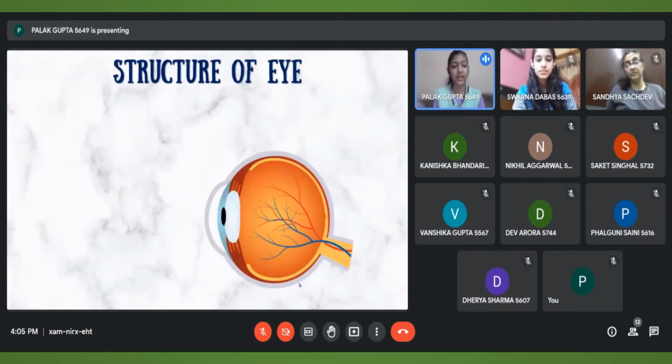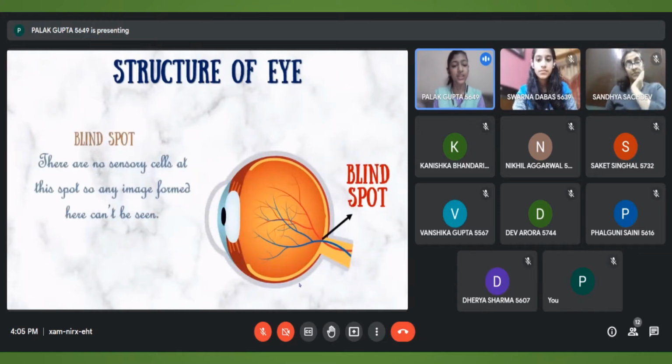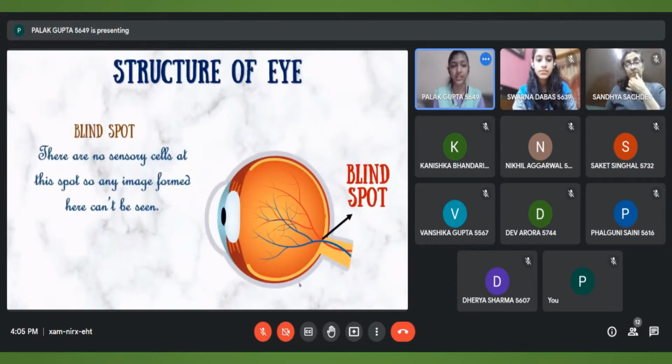Then we have the blind spot. In simple words, it is known as the area of no vision, which lies in between the retina and the optic nerve. There are no sensory cells at this spot, so images formed here can't be seen.